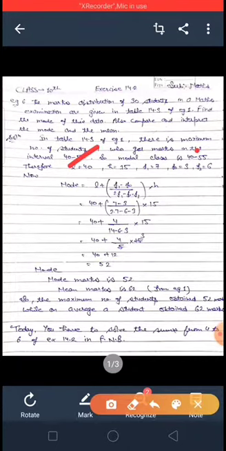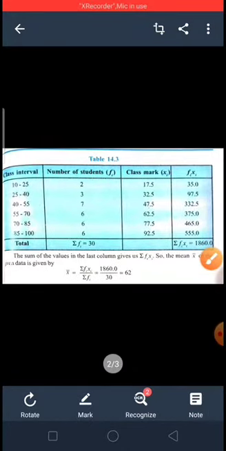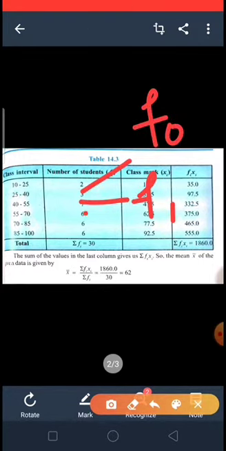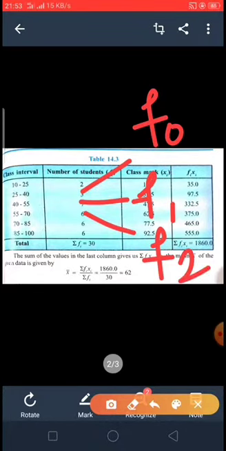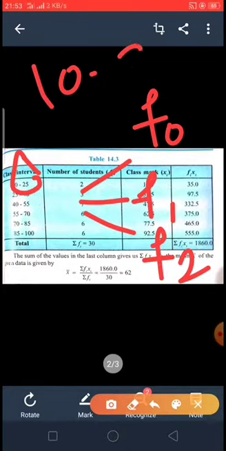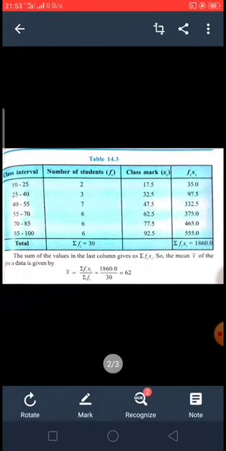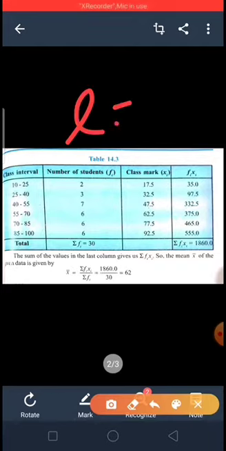L is 40, H is 15, F1 is 7, F0 is 3 and F2 is 6. Now look at, this 7 is our F1, this 3 is F0 and this 6 is our F2, and the class size of this interval, like between 40 to 55, that is 15, so H is 15. Clear? And the L, lower limit, so the lower limit of this modal class, that is 40.